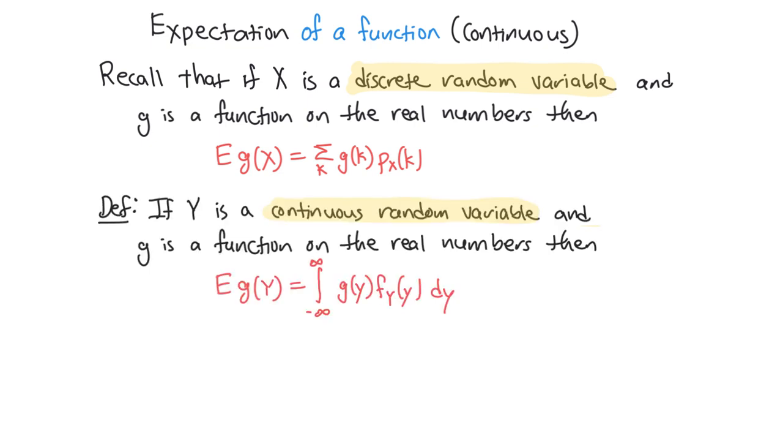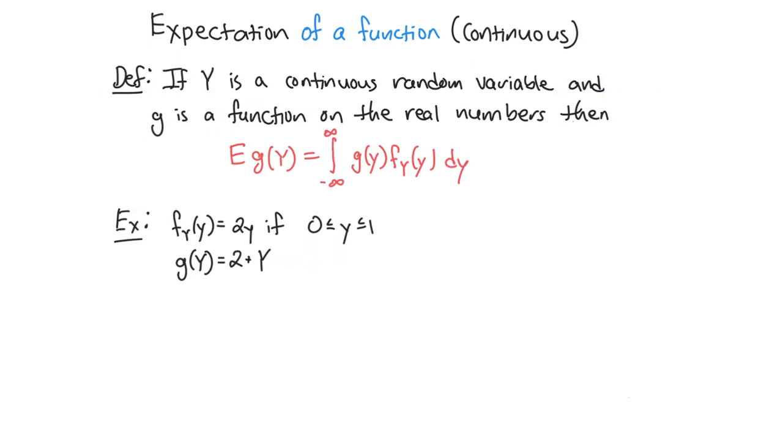In the continuous setting, sums turn into integrals. So the expected value of g(y) is the same formula, but with an integral over the real numbers, and with the discrete PDF replaced by the continuous PDF.